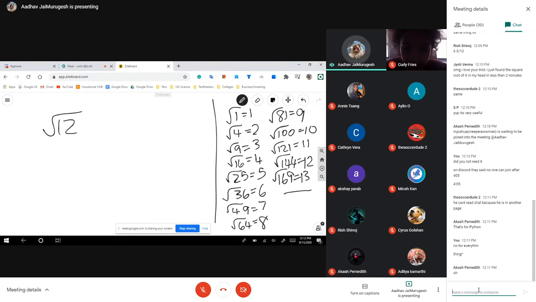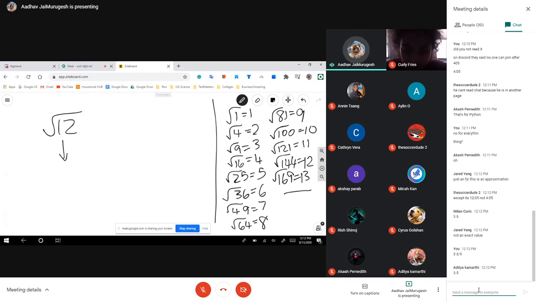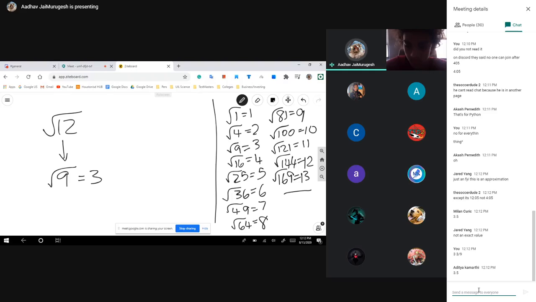Okay, I think you should be done with this by now. So let's see how to really do this. The lowest perfect square number below square root of 12 is going to be square root of 9, which is going to equal 3, and that's going to be our whole number answer for this question.